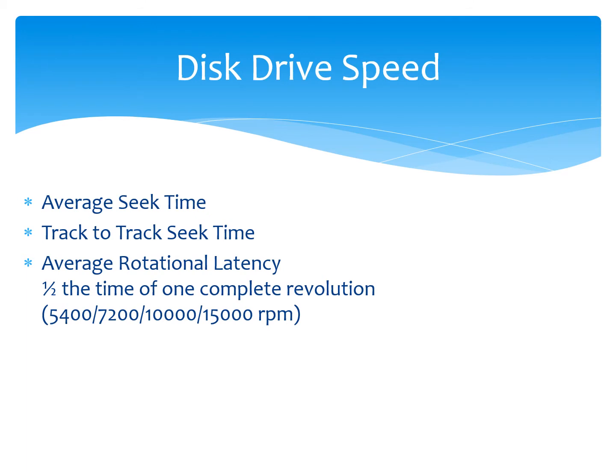The performance of a hard disk is typically evaluated with the following 3 measures in the specification. First, the average seek time. Second, track-to-track seek time. Third, average rotational latency, which is the time of one complete revolution of a platter. Hard disks on the market are typically 5,400 or 7,200 RPM. In some high-end machines, you can see 10,000 or 15,000 RPM hard disks.